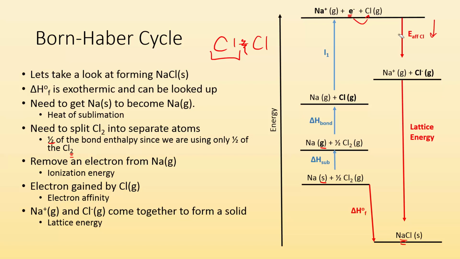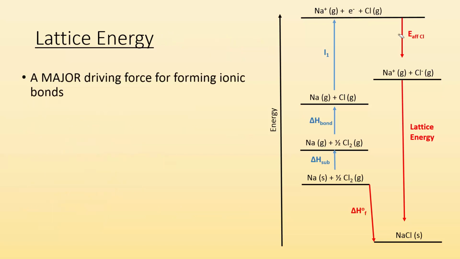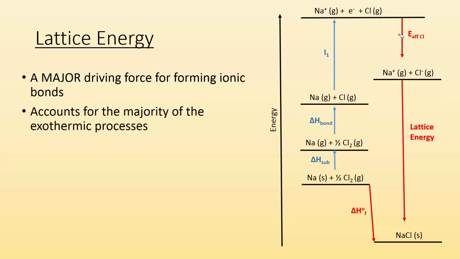So there it is. This is the Born-Haber cycle. It's showing you all the steps in ionic bonding. So the lattice energy is a major driving force for forming ionic bonds. You can see that it accounts for the majority of the exothermic process, right? A lot of these were endothermic, increasing our energy. And then we have a couple of steps that are exothermic, and the lattice energy is the overwhelmingly more exothermic process.